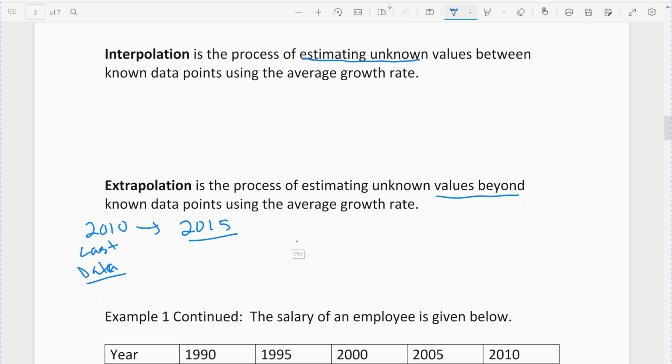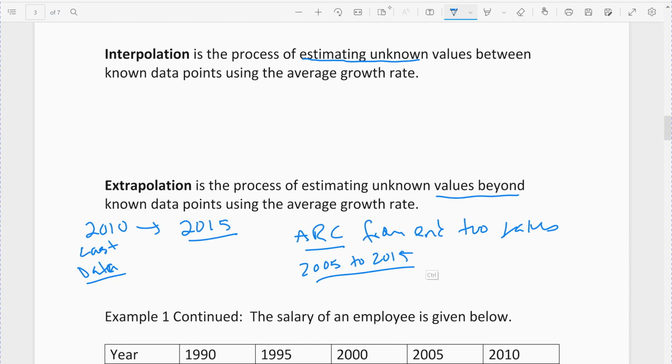And so again, you use the average rate of change from the end two values. All right, so suppose it was 2005 to 2010. All right, those are the last two data points we know. Well, we find the average rate of change from 2005 to 2010. We use that to estimate what it would be in 2015. And 2015 would be 5 years after 2010. And so we would add this 5 times.